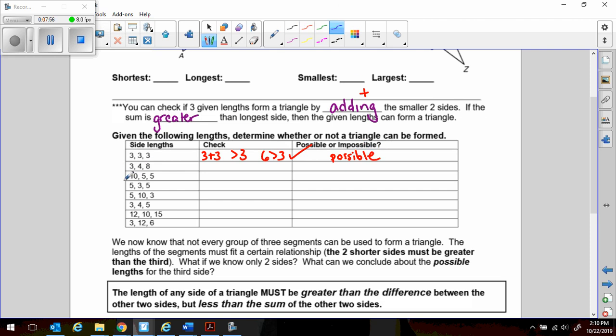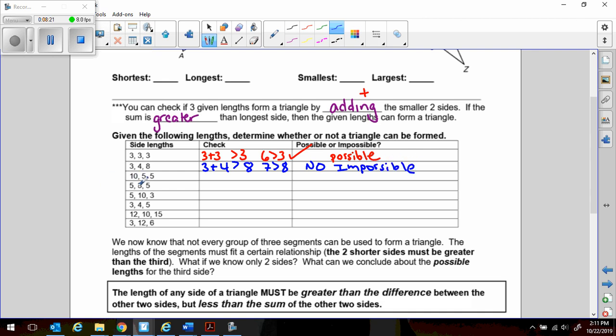Alright, my 2 smaller ones. Sometimes I put it out of order. This one's in the right order. 3 plus 4 has to be greater than 8. You have to pick the 2 smaller ones. 4 plus 3 is 7. Is 7 greater than 8? No, not possible. No, impossible. Not a triangle.